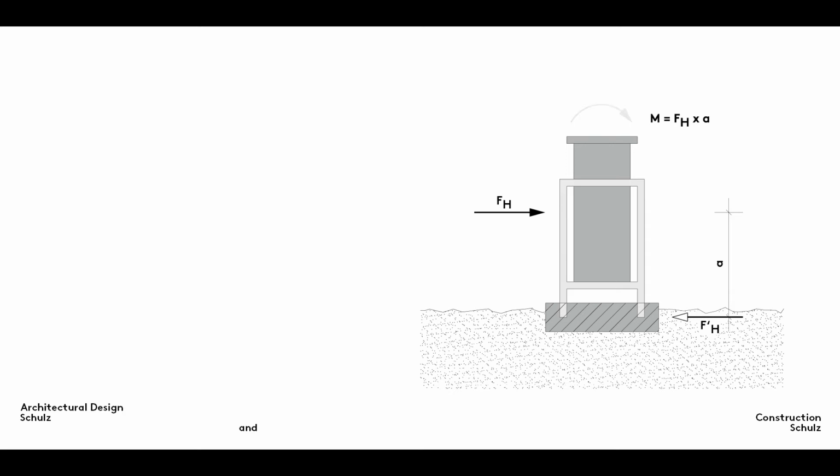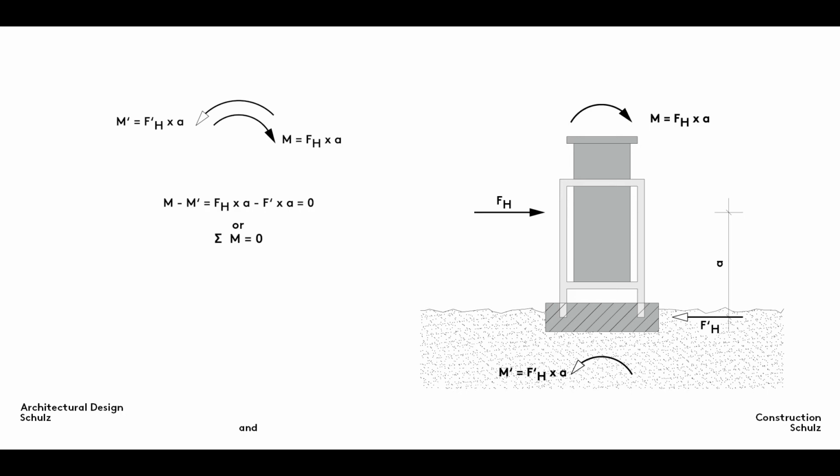That's what's happening here. The litter bin would tip to the right were it not for the righting countermoment acting below the ground, in this case due to the self-weight of the concrete slab. As with the forces discussed above, the equilibrium principle also applies here. Moment and countermoment are of equal magnitude, the sum of all moments is zero, and the moments are in equilibrium.